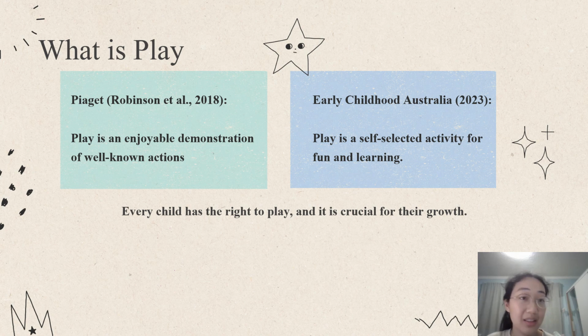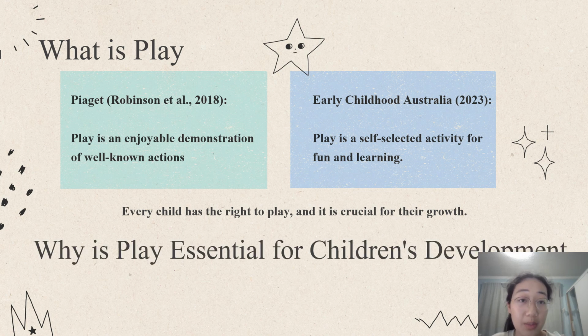So let's begin. Before we talk about the pedagogy of play, here is a simple question. What is play for children? Different people have different views on this. For example, the theorist Piaget believed that play was an enjoyable demonstration of well-known actions. According to Early Childhood Australia, play is a self-selected activity and a means of learning and exploration for children. Every kid has the right to play, which is crucial to a child's growth.